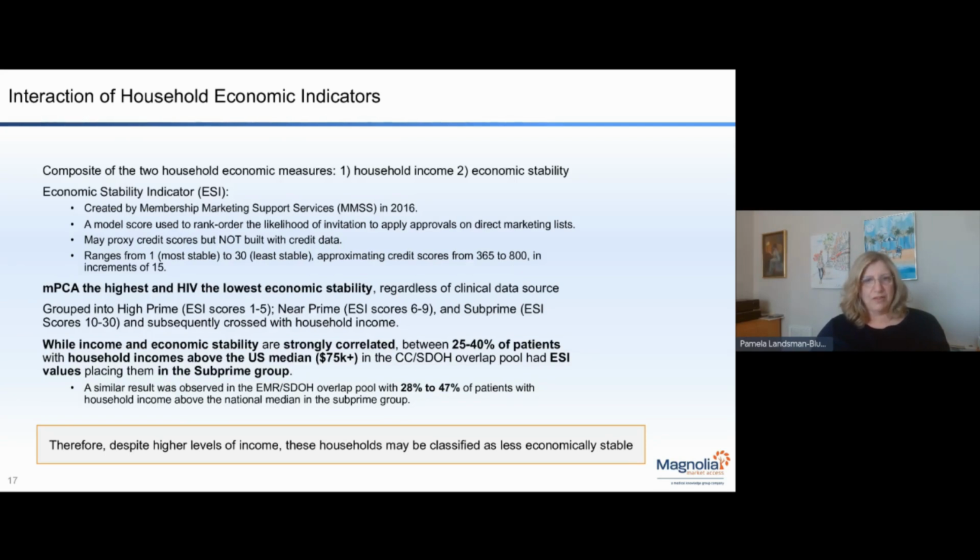We have observed a similar phenomenon in the EMR overlapped with the SDOH, shifted a little bit with higher proportions that fell into this group. So therefore, despite a subpopulation of people with higher incomes, these households may be classified as less economically stable. They may have less cash available to spend on things such as healthcare, healthy behaviors, etc.